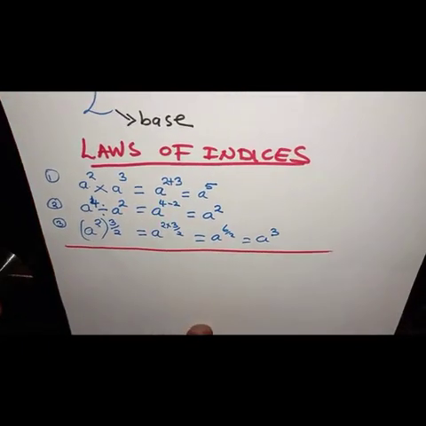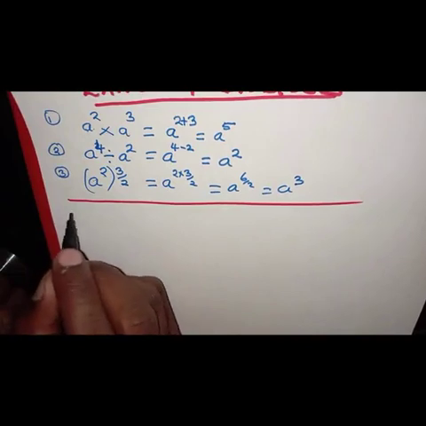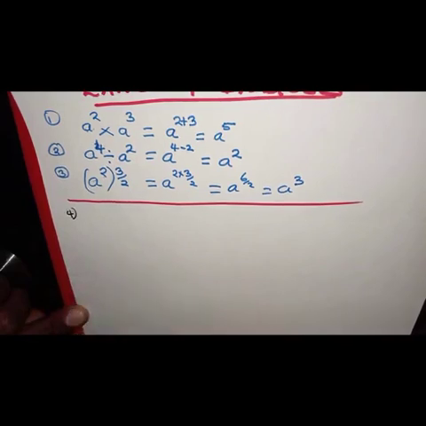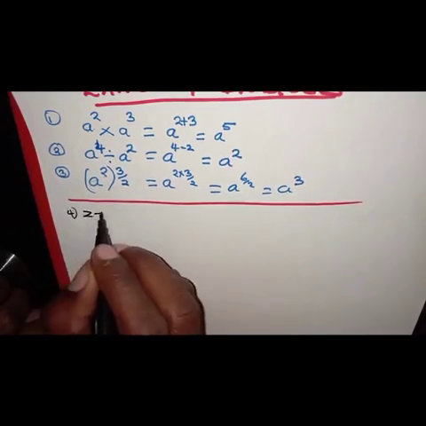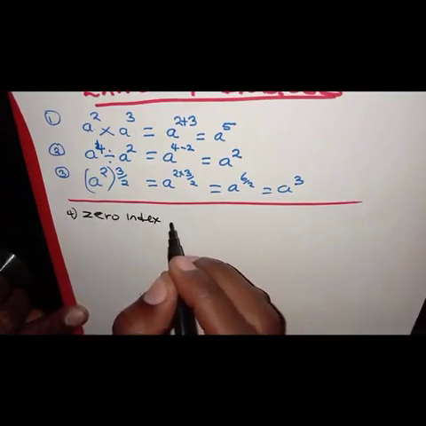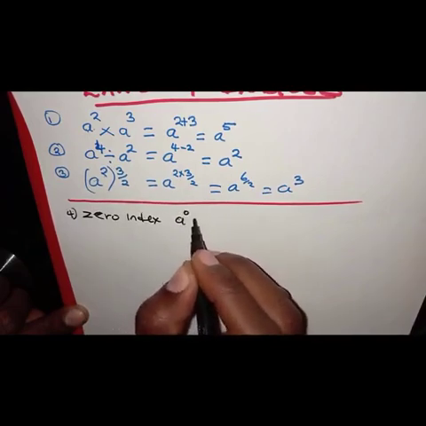These are the first 3 laws, but there are other concepts that you have to know. These concepts, some people, they even consider them to be laws as well. It is fine. So the first concept, maybe we'll continue with 4. You're talking about 0 index. Remember, index means power. So 0 index, in this case, it can be a to the power 0.